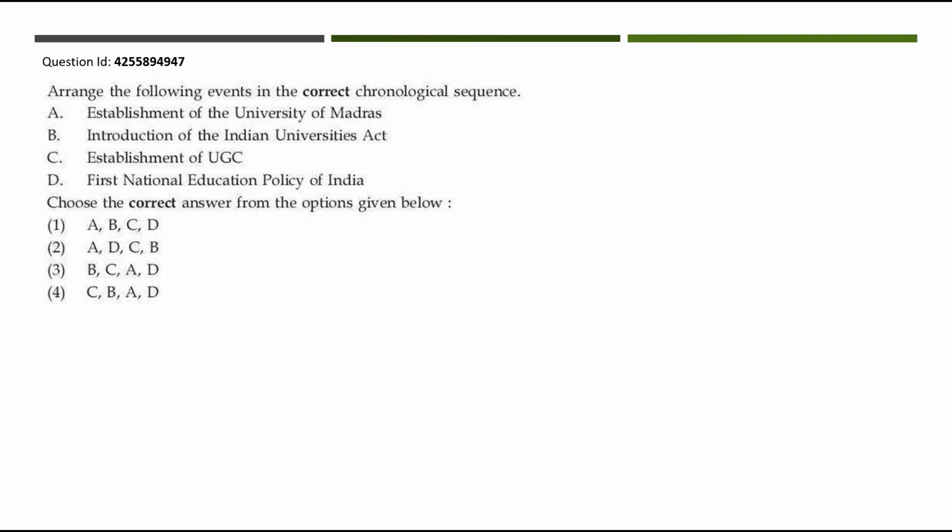Next question. Arrange the following events in the correct chronological sequence. So we will start with A. Establishment of the University of Madras. It was in 1857. Introduction of the Indian Universities Act. It was in 1904. Establishment of UGC is 1956. First National Educational Policy of India is 1968. And what is the latest National Education Policy here? It is 2020. They are asking for the correct chronological sequence and it is already arranged in sequence. ABCD will be the right order. So we will go with option number 1 as the right answer.